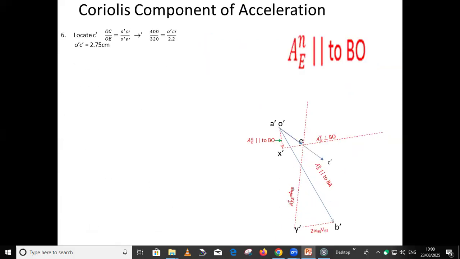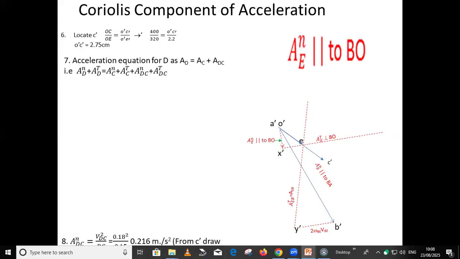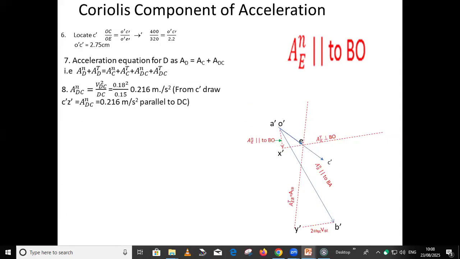Again, extend that part: OC upon O dash... equals OC dash upon O dash E dash. So we have the O dash E dash value 2.75. Extend that line. Again, the normal component we need to plot. The normal component will be V square upon R, so that will be 0.216 meter per second square. So that value we have.